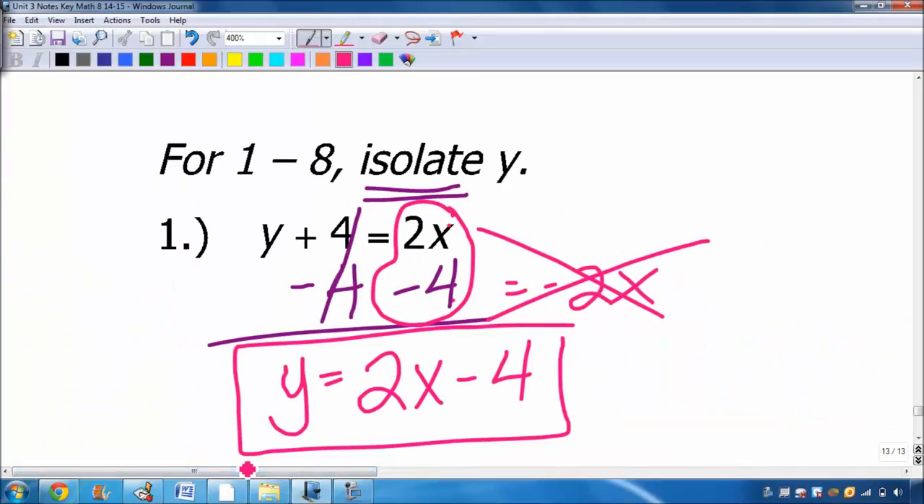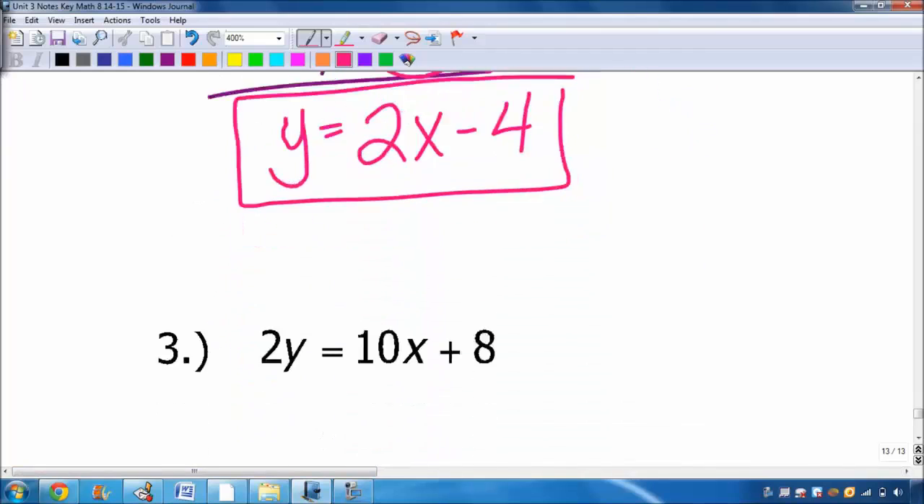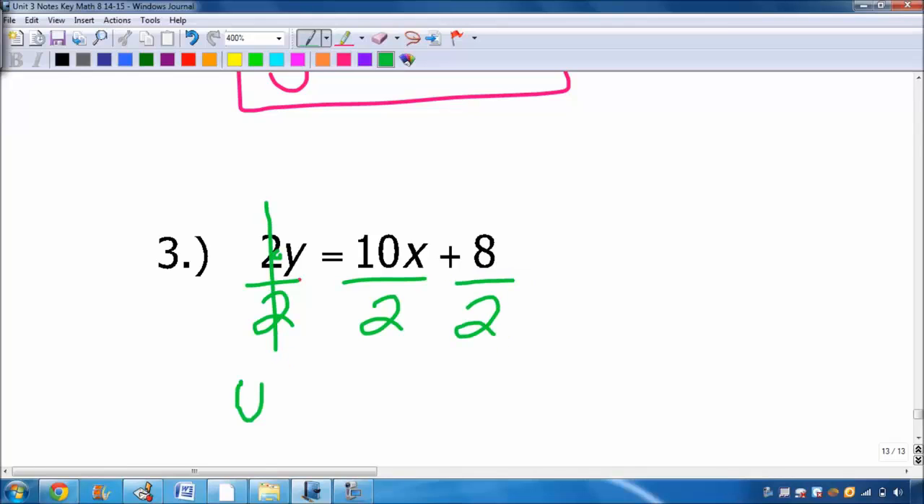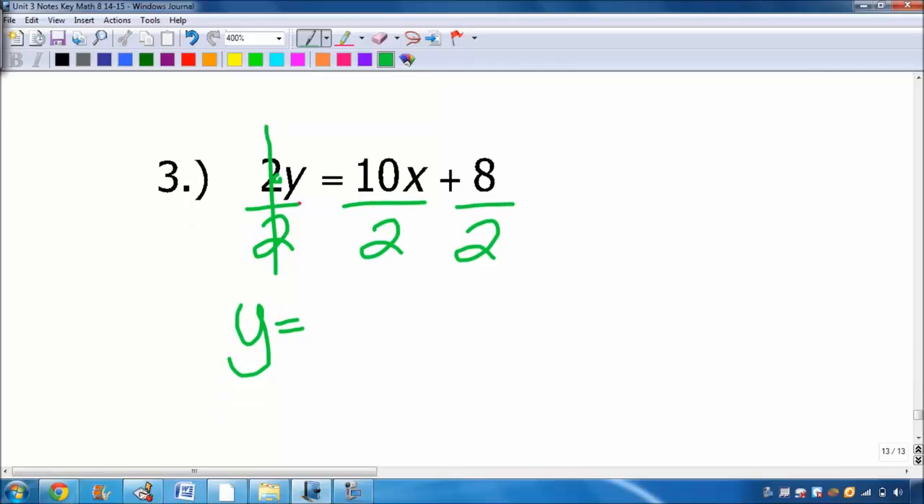All right, let's take a look at number 3 now. Number 3 is a little bit different. I want to get the y by itself, but there's a 2 there. So I need to get rid of the 2. But what is separating the 2 from the y? It's a multiplication sign. So what's the opposite of multiplication? Division. But if you divide one number by 2, you have to divide every single number by 2. Y equals. Now, it doesn't matter that they're like terms when you're multiplying or dividing.